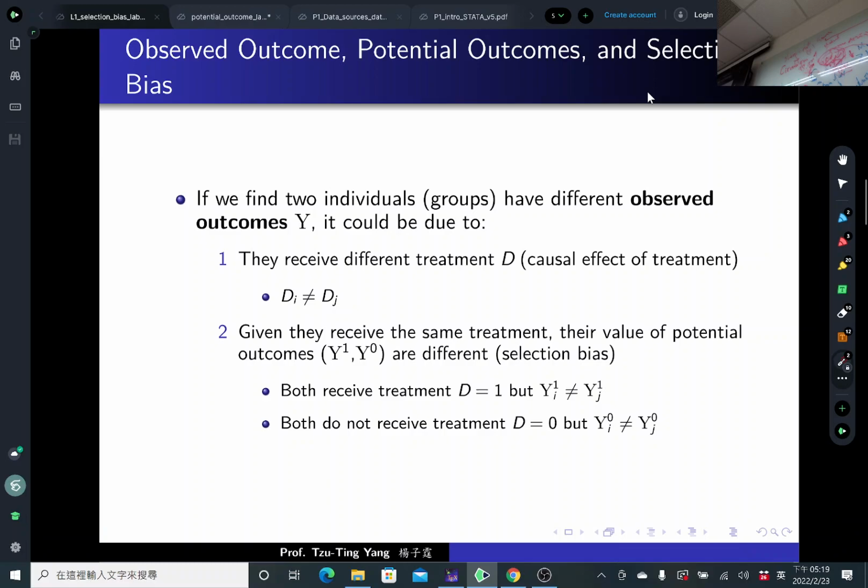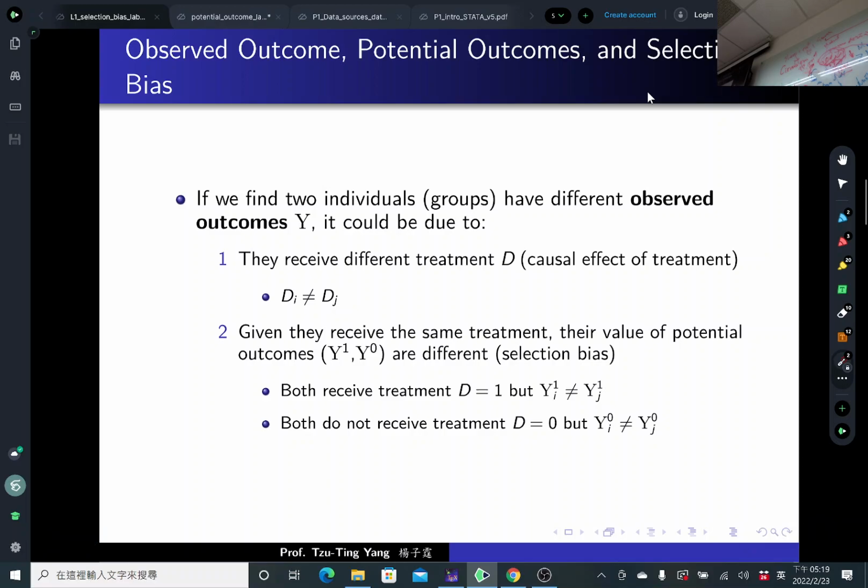One is that these two groups of people receive different treatment. One gets a treatment, one does not get a treatment. And that's something we want to know, because if the observed outcome difference is due to them receiving different treatment, that basically says it's a causal effect of the treatment.